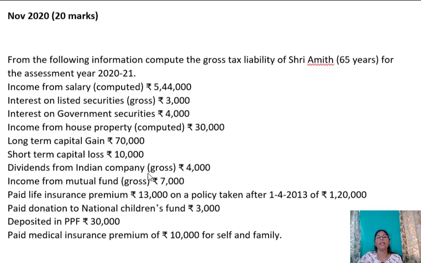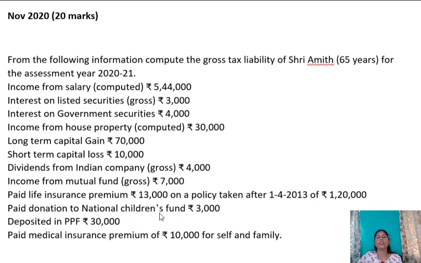Dividends from Indian company, they have given 4,000. Income from mutual fund 7,000. These are exempt incomes which come under income from other sources. Paid life insurance premium 13,000 on a policy taken after 1st April 2013 of 1,20,000. So 10% on 1,20,000 comes to 12,000. So we can provide deduction up to 12,000.